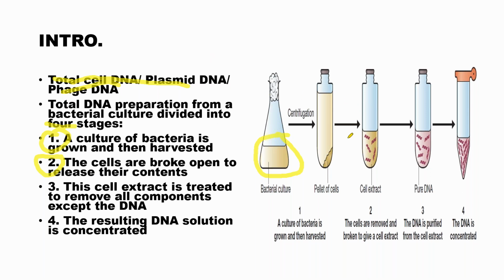That means, see, first of all, the bacterial cell culture is centrifuged. You will get the pellet of cells. When the cells are broken open, you will have everything inside, the cell extract. So first step, a culture of bacteria is grown and then harvested. Second step, the cells are removed and broken to give a cell extract. This is the cell extract. So you will have everything inside the cell extract.